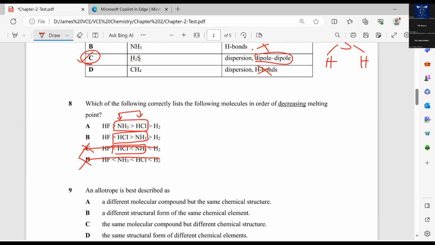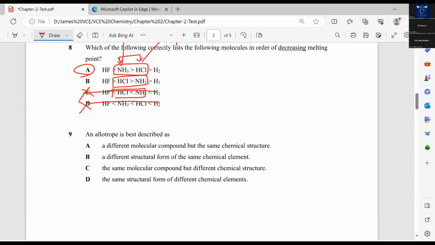NH3 and HCl, which one is a polar molecule? Both of them are polar molecules. But this one has hydrogen bonding, and this one is just a dipole. And hydrogen bonding is greater than dipole, so it should be this. Okay.